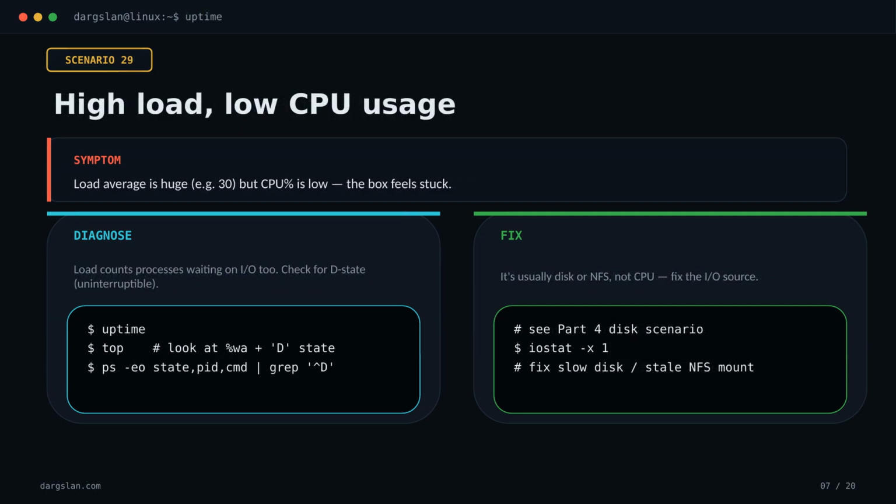Now here's a classic head scratcher. uptime shows a load average of 30, but top says the CPU is barely breaking a sweat. Don't go hunting for runaway processes. Load average on Linux also counts tasks stuck in uninterruptible sleep. That D-state you'll see in ps. 9 times out of 10, that's a slow disk or a stale NFS mount blocking your processes. Check %wa in top, grep for D-state processes, then run iostat -x 1 to find the real culprit. Fix the I/O, and the load drops on its own.